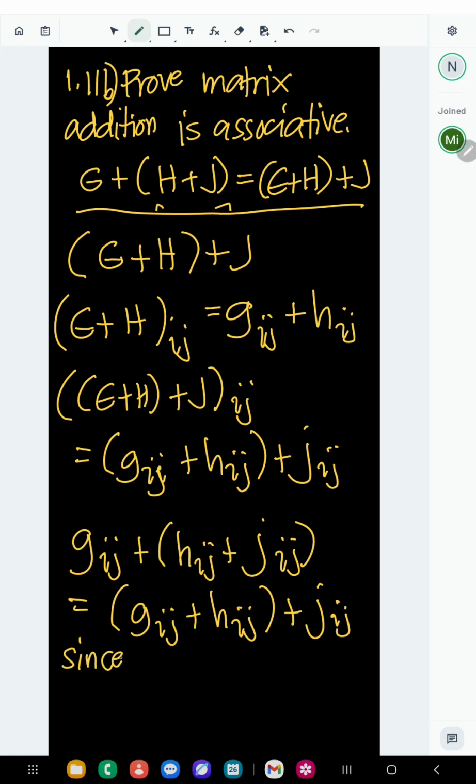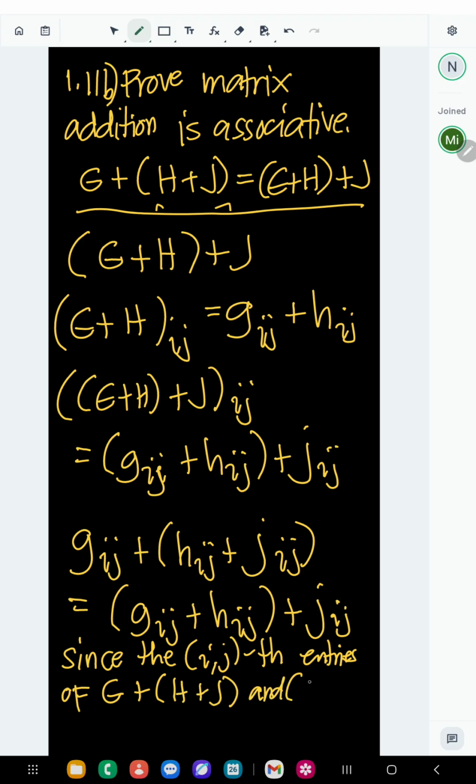Since, and then you will conclude here. Since the ij entries or components of (G plus H) plus J and G plus (H plus J) are equal for all ij, I will just write the whole words for all instead of symbols. For all ij, the matrices are equal. No more space.